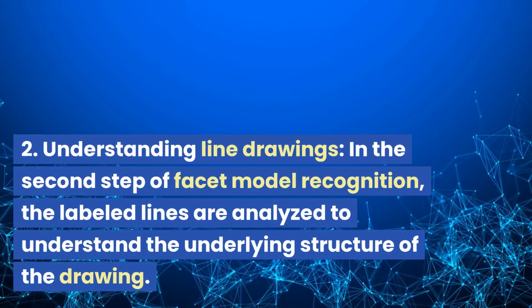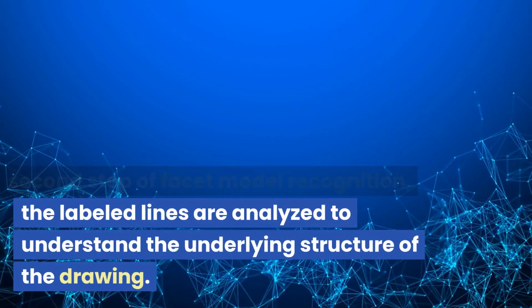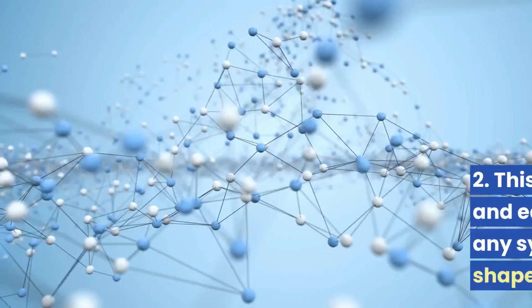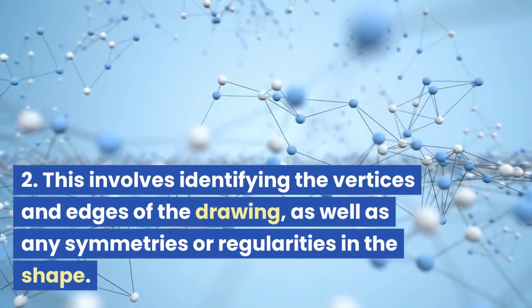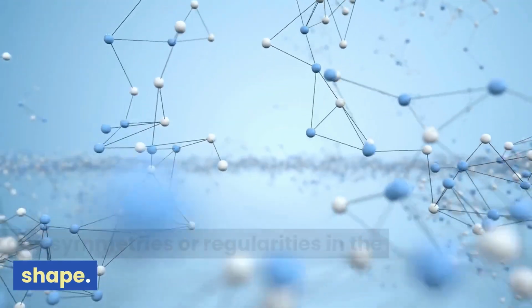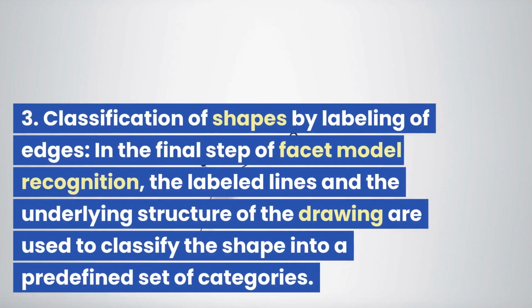2. Understanding line drawings. In the second step of facet model recognition, the labeled lines are analyzed to understand the underlying structure of the drawing. This involves identifying the vertices and edges of the drawing, as well as any symmetries or regularities in the shape.